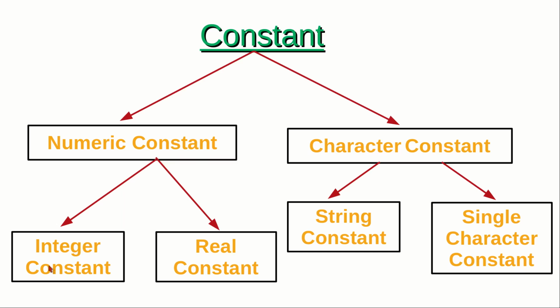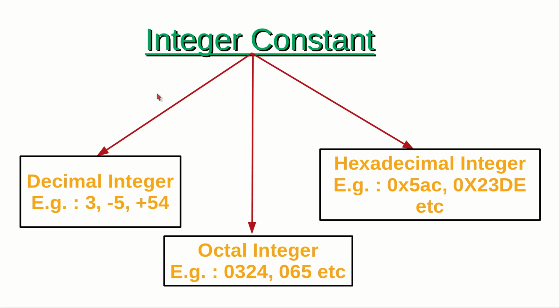So let's move to integer constant. What is integer constant? Well, integer constant refers to a digit or a sequence of digits, and it is of three types, namely decimal integer, octal integer, hexadecimal integer. Decimal integer refers to any combination of digits from 0 to 9 and preceded by an optional positive or negative sign. So 3, -5, +54 are examples for decimal integer.